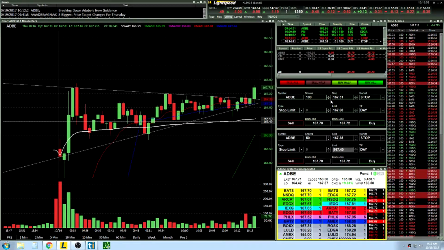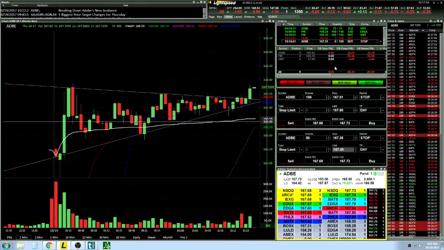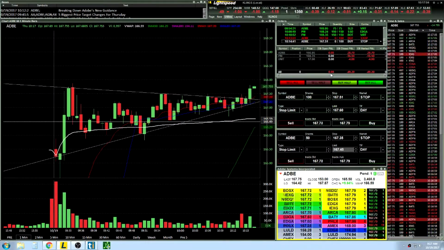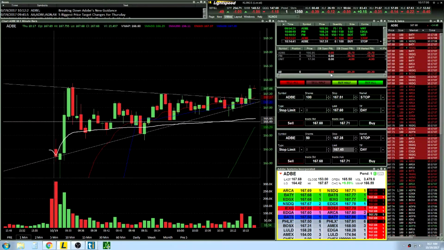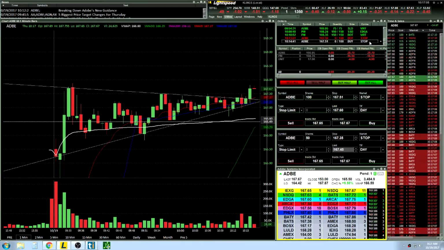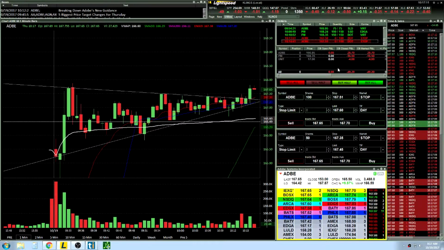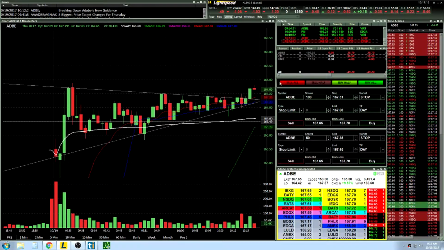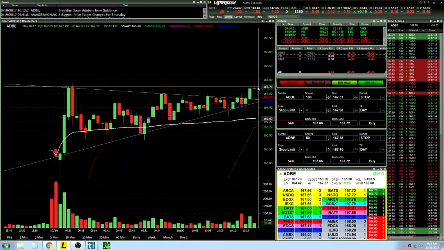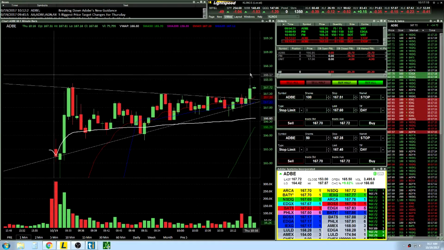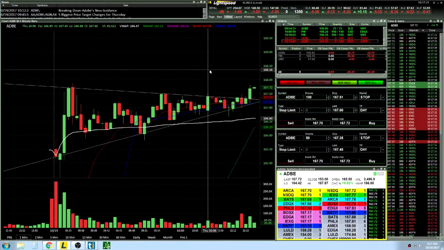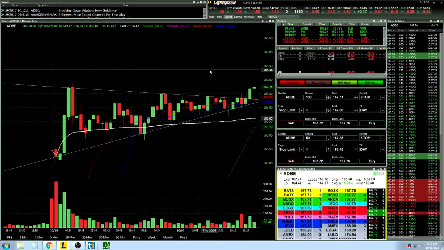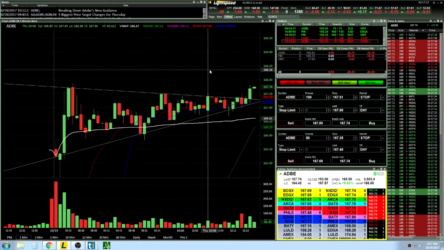Oh, you gotta be kidding me. Oh, I don't want to get in on it if it's already broken out like that. I don't like the idea of having a breakout and then coming back and then still trying to take the trade. If it skipped me, it skipped me.